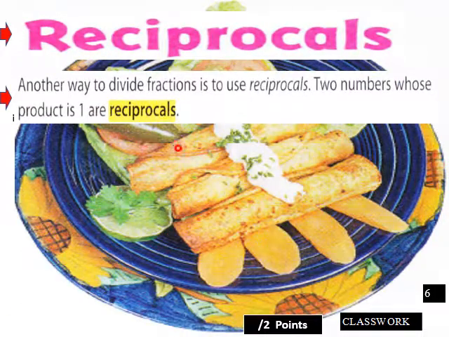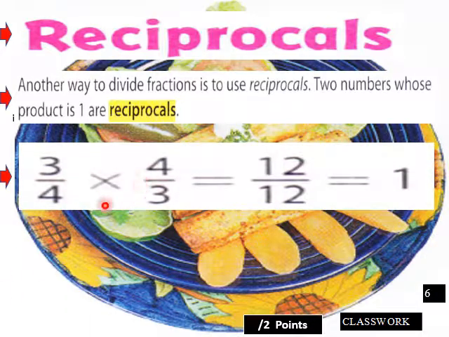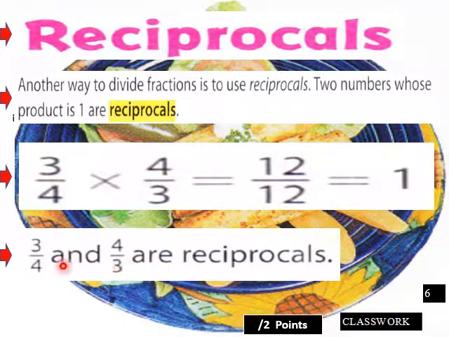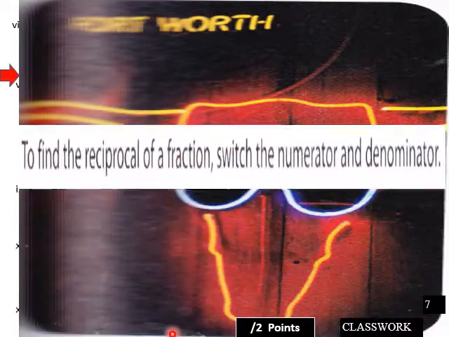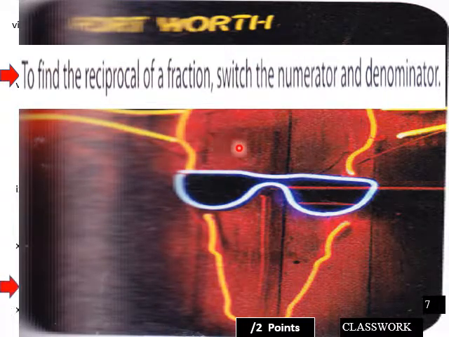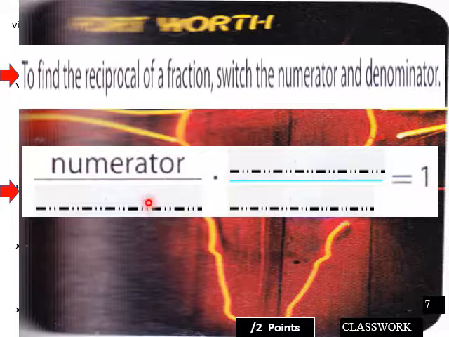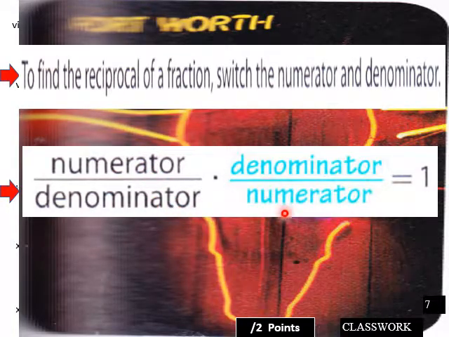Okay, reciprocals. Another way to divide fractions is to use reciprocals. Two numbers whose product is 1 are reciprocals. So 3/4 times 4/3 would equal 12/12, which equals 1. Therefore 3/4 and 4/3 are reciprocals. This is flipped from 3/4. To find the reciprocal of a fraction, switch the numerator and denominator. We have numerator over denominator, and then we just flip it to denominator over numerator. These cancel, and then you have 1.